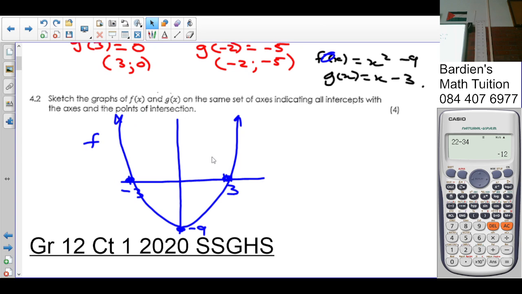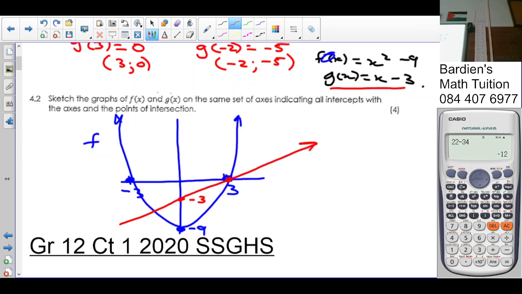Right. So the g of x graph is a straight line cutting your y-intercept at negative 3 and your x at positive 3. So again, we draw the graph going through those points. And if you look at the points of intersection, you see the 3 and 0 is this point here, while negative 2 and negative 5 is that point there.